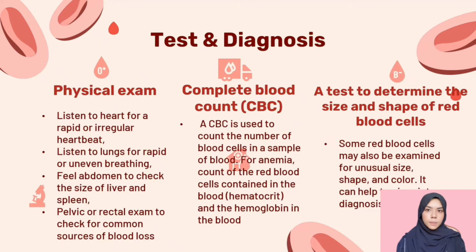Second, the complete blood count test, which is CBC. A CBC is used to count the number of blood cells in a sample of blood. For anemia, it counts the red blood cells contained in the blood, which is hematocrit, and the hemoglobin in the blood. The last one is the test to determine the size and shape of the red blood cells. Some red blood cells may also be examined for their unusual size, shape, and color. This can help to detect whether someone has anemia or not.